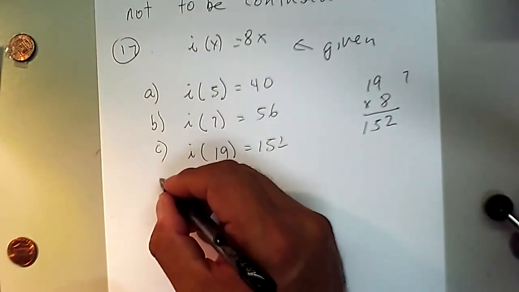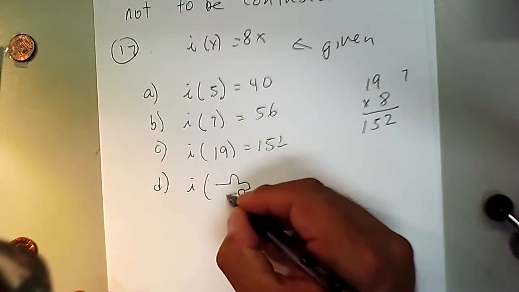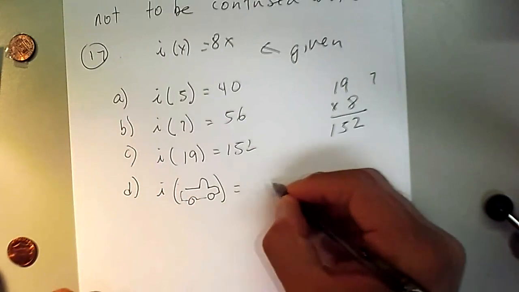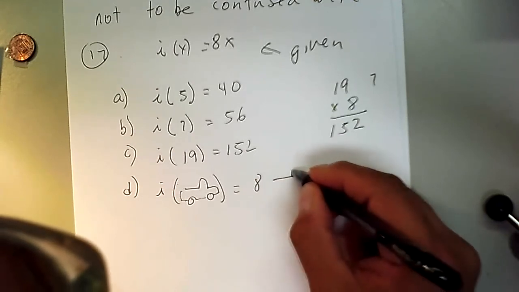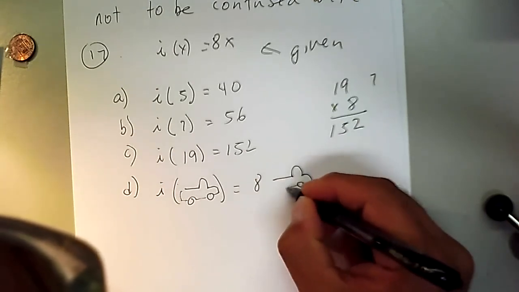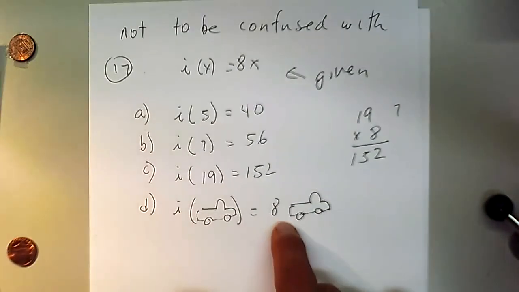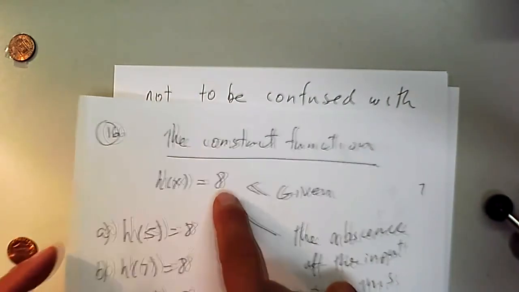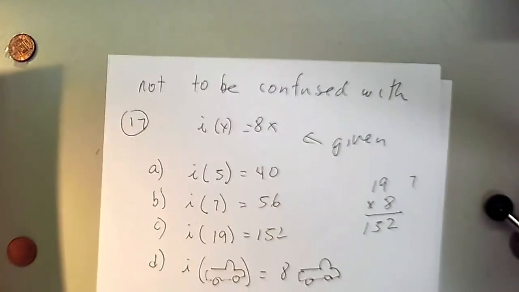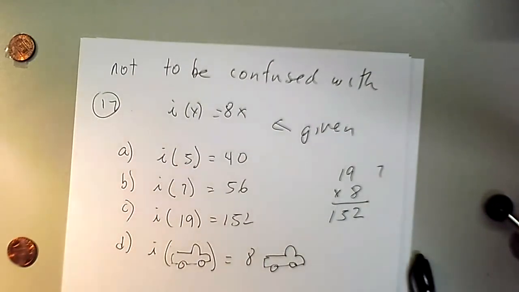But let me jump down to another one. i of a pickup truck. It's not 8. The answer is not 8. It is 8 pickup trucks. So we've got to watch out, because it's very easy to confuse this function with this one. That's the constant function. That's not the constant function. All right. I hope this is a good introduction to functions, and we'll stop here.